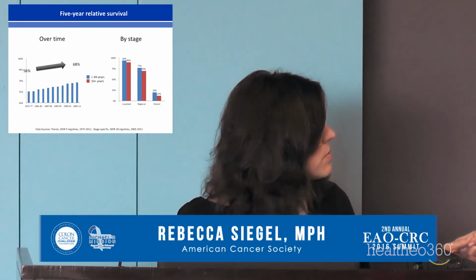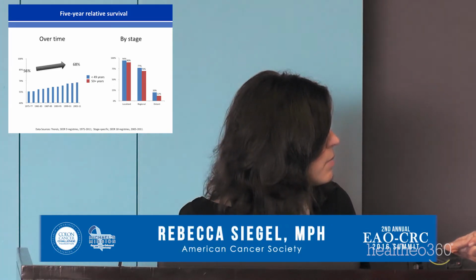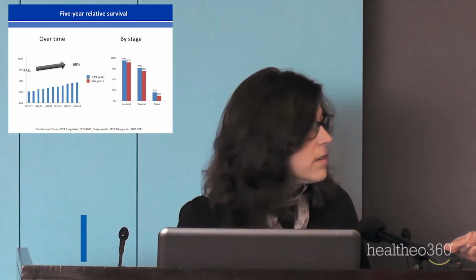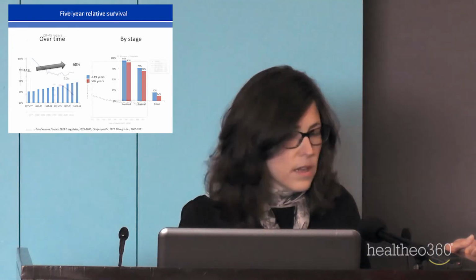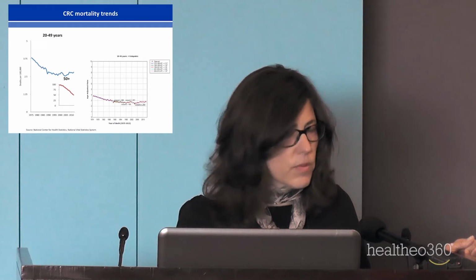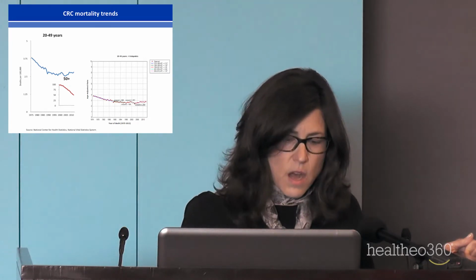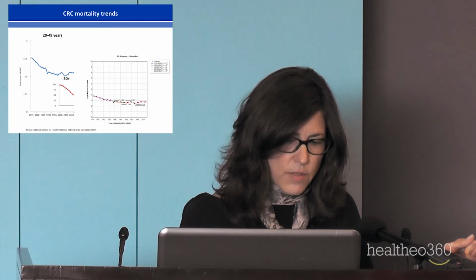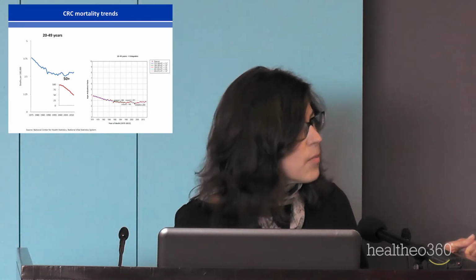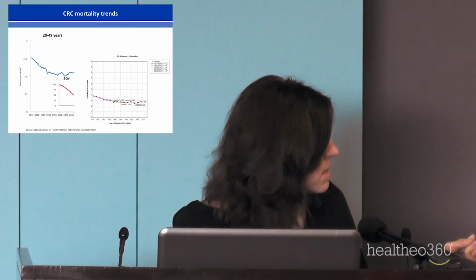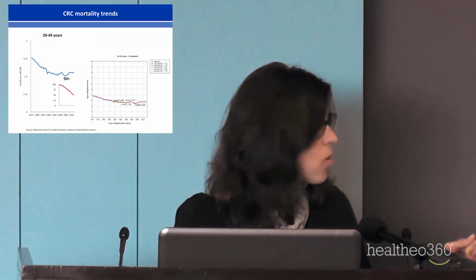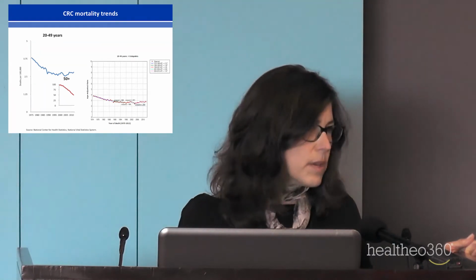Despite the improving survival, we think there may be an increase in colorectal cancer death rates in people younger than 50, although we really do need more years of data to establish this trend. On the left is observed death rates, and on the right is output from joinpoint analysis, which is a tool that we use to quantify the magnitude and timing of trends.